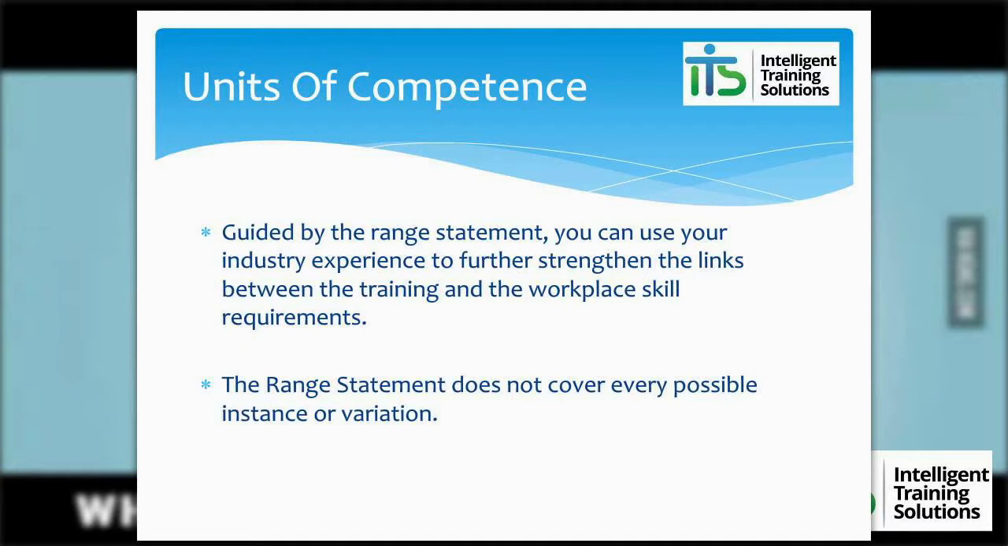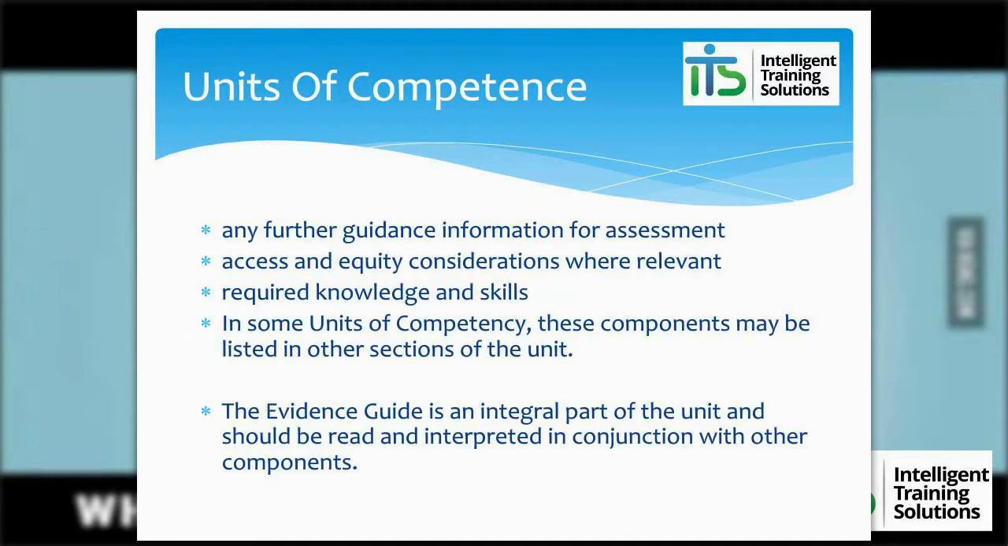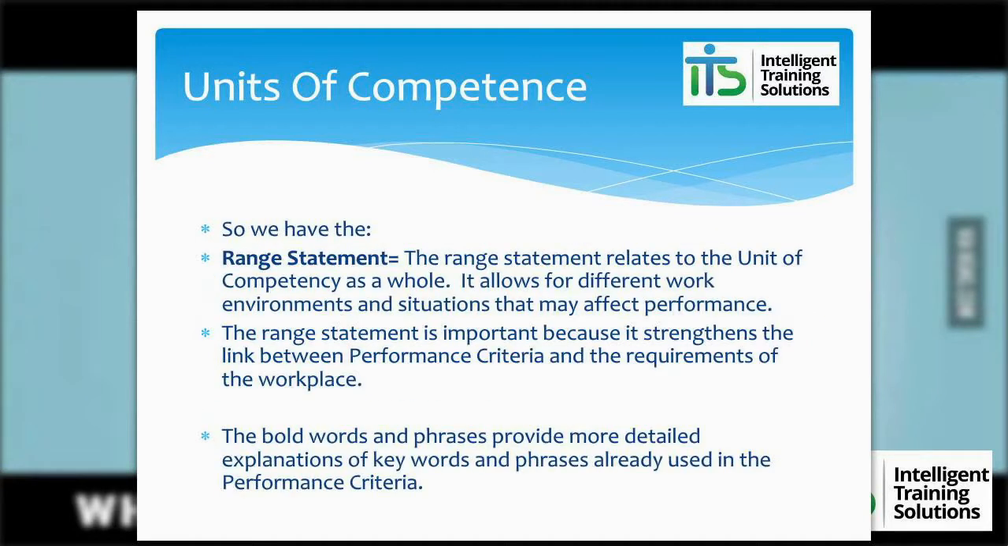Next up is, it will be guided by the range statement, and you can use your industry experience. I reckon, in actual fact, I think we've slipped a slide. No, that's okay. So we have the, next up, I thought we did. So next up on that unit of competence was the range statement. So after we have the elements of performance criteria, the required knowledge and skills, the evidence guide, the next thing we have is the range statement.